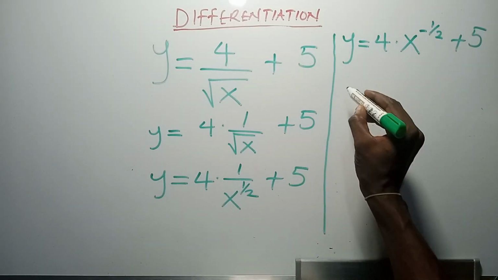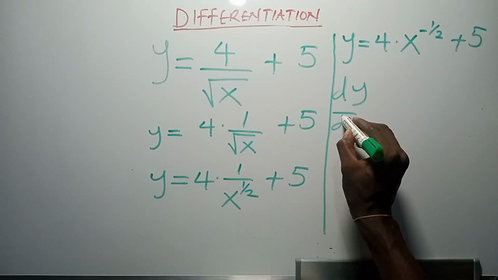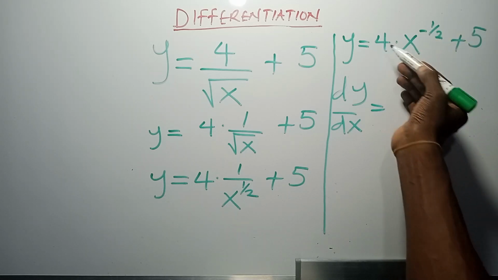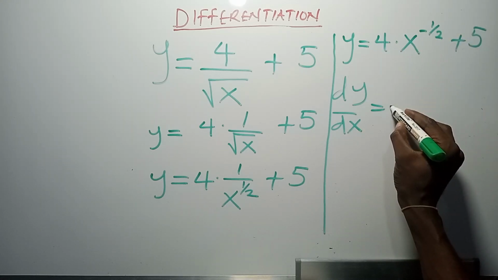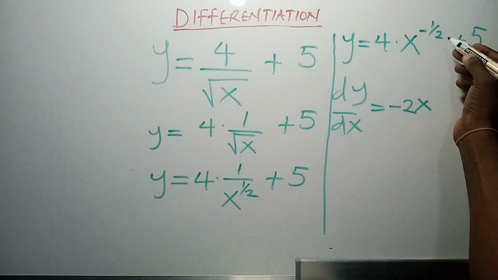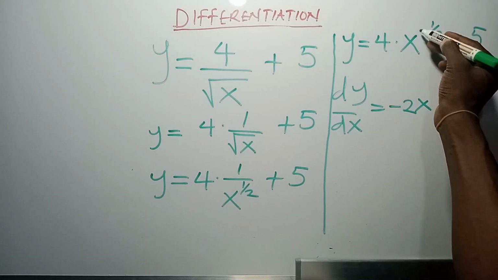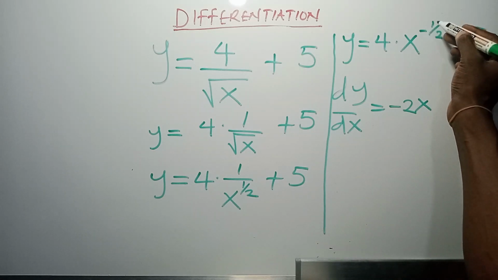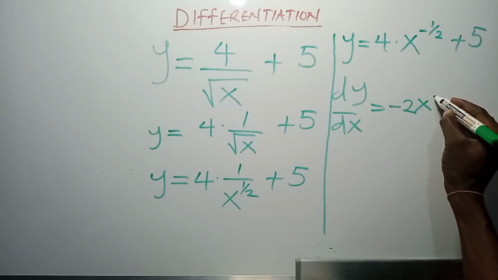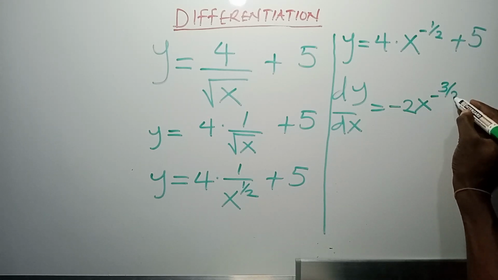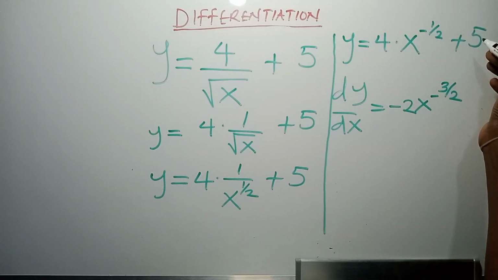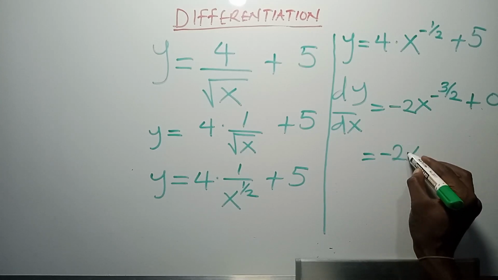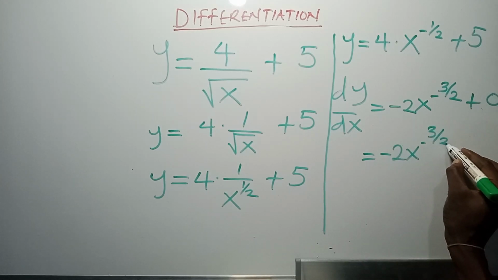So with this now, we can differentiate. So we have that dy/dx is equal to minus half times 4 gives us minus 2. Now we need to subtract 1 from this index or this power. So if we subtract 1 from minus 1 all over 2, we would get minus 3 all over 2. And remember, this is a constant. When we differentiate a constant, we get 0. The answer becomes minus 2x raised to the power of minus 3 all over 2.